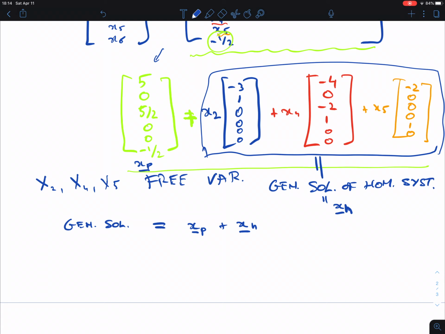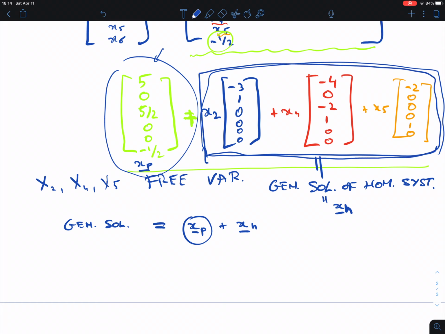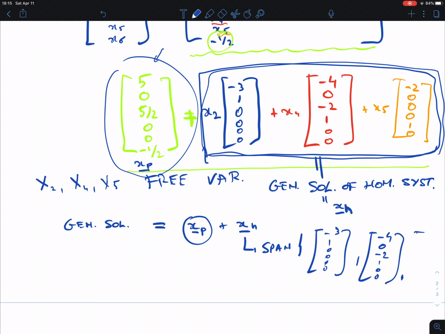And so this says that we can write this general solution in two parts. One is a particular solution, which consists just of a vector, and the other is actually not just a vector, it's actually any vector of this form. In other words, this lies in the span of these three vectors here. So the three vectors have -3, 1, 0, 0, 0, 0. These column vectors, right? I'm writing them as columns. -4, 0, -2, 1, 0, 0. And finally, -2, 0, 0, 0, 1, 0. Okay.